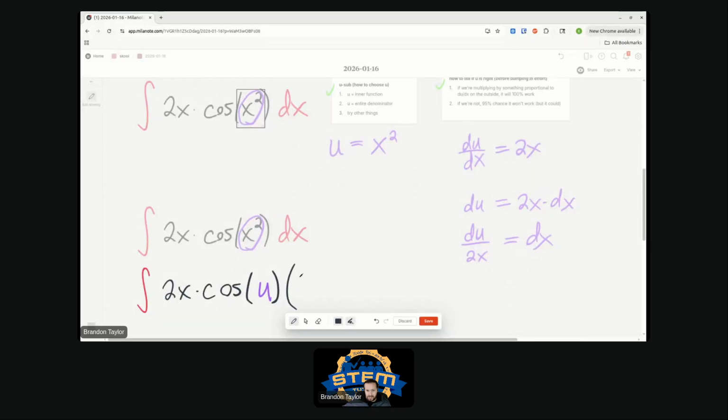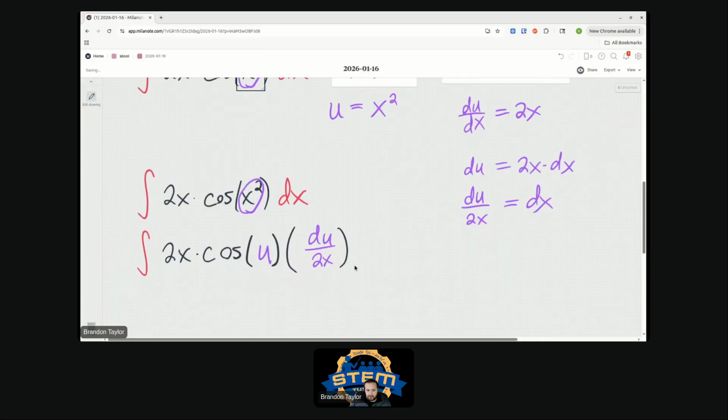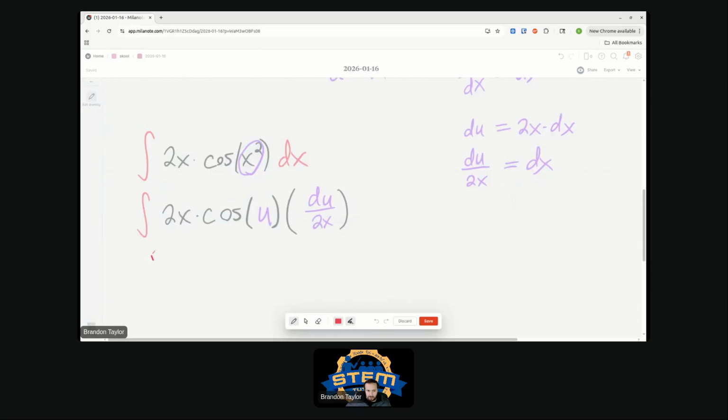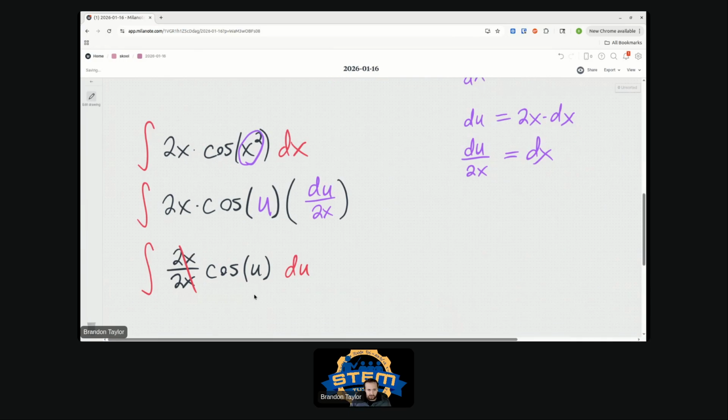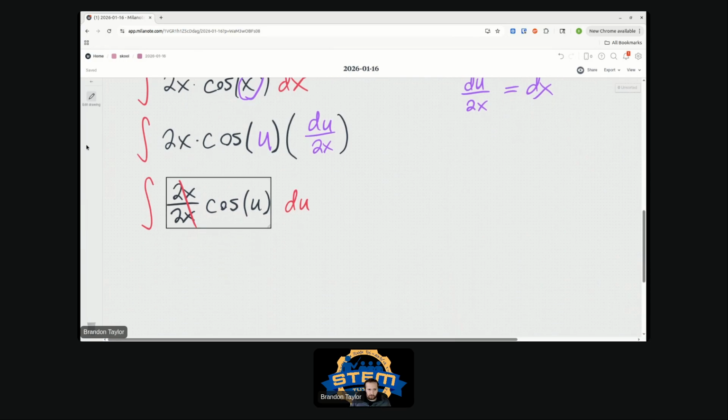And then replace the dx with what's over here, which will be du over 2x. And then if you think about this, you can simplify this down a bit. So it'll be integral, and then hopefully it's clear, 2x. Like this is just the whole thing. This is a bunch of stuff multiplied together. So I can pull the 2x right here, and you can see those cancel out. And then we're just left with cosine of u du.